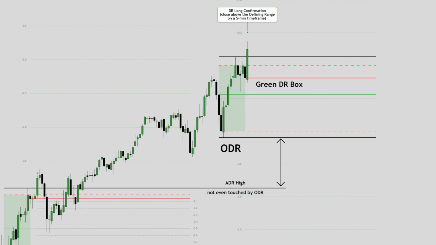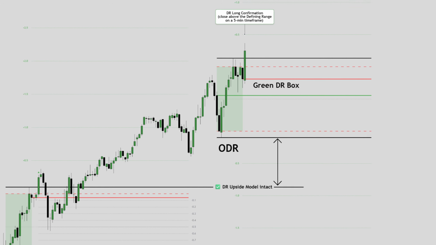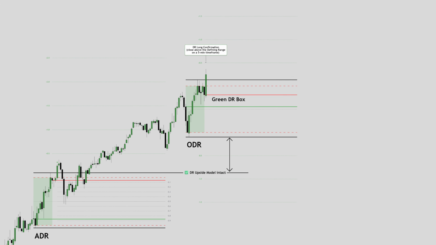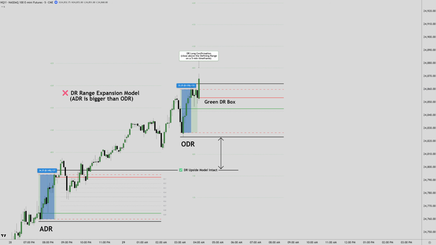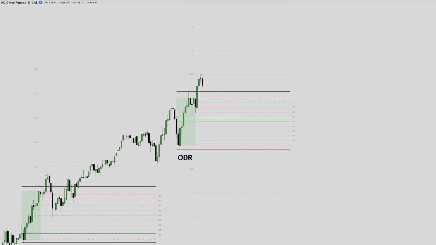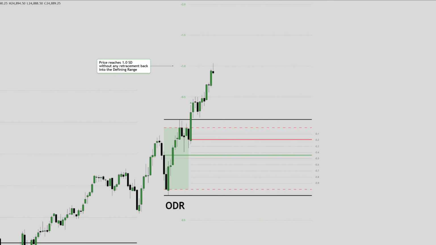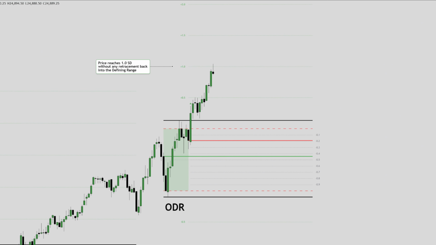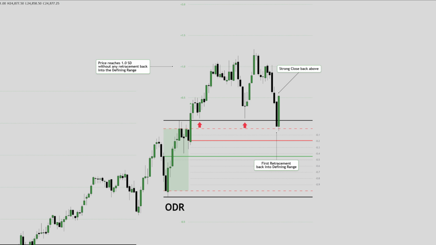How can you see the strength clearly? The overnight session never touches the aftermarket highs. There's a visible gap between them. That gap keeps the DR upside model intact and excludes a range expansion model because the overnight box is smaller than the aftermarket. Price expands higher toward the 1 SD level without even retracing back into the range. It tests a retracement into the defining range twice, then finally retraces, showing rejections right at the IDR high.